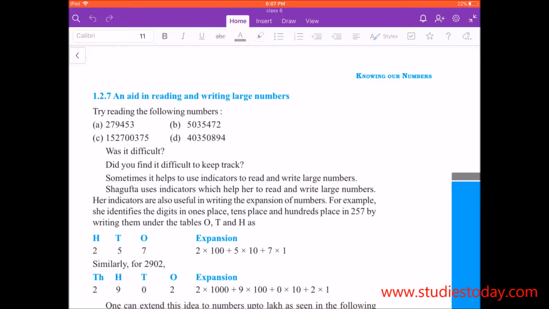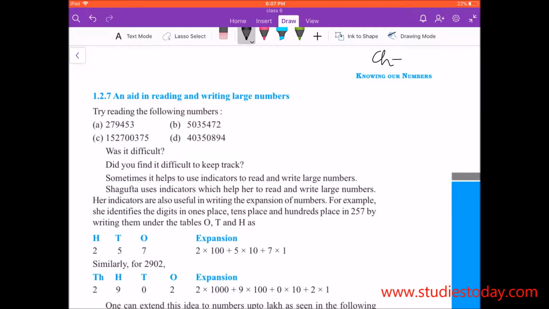Hello students, today we will take up the topic of knowing our numbers from class 6th chapter 1. Here I will explain how to write the large numbers in Indian and international system.